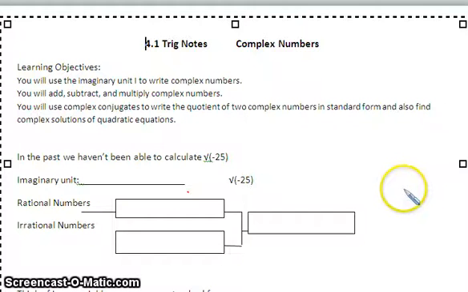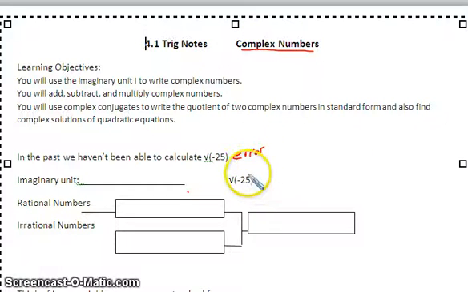This video is going to cover Trig Notes 4.1, and the topic for these notes is complex numbers. Before I can tell you what a complex number is, I want to do a little bit of an investigation. If you took out your calculator and typed in the square root of -25, you would end up with an error message. Well, we're going to talk today about how we can actually take the square root of negative numbers, which will be part of the idea of what a complex number is in just a minute.